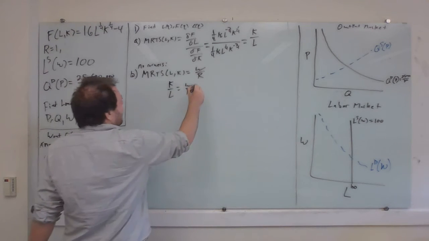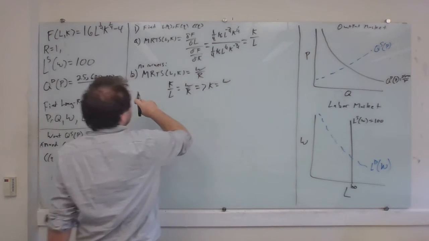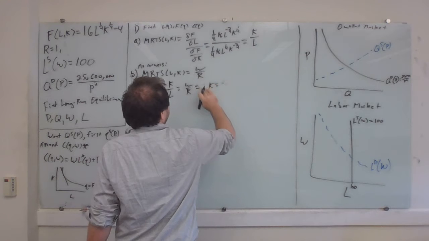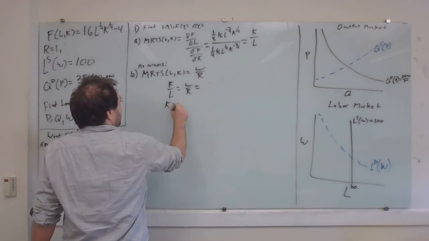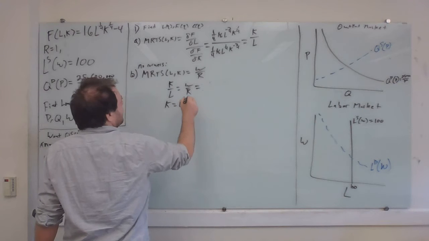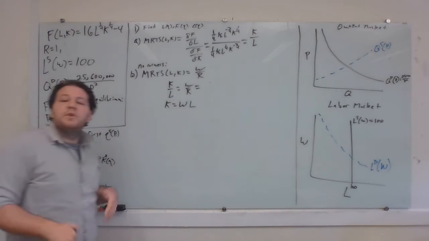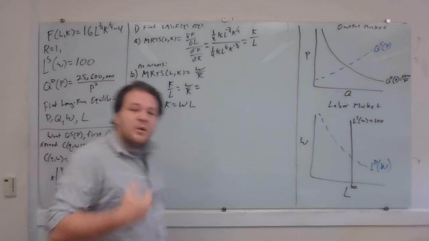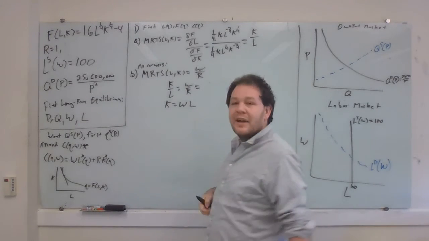This tells me that K equals W, oh, and sorry, R is 1. So this is just going to be W times 1. I'll put it down here. W times L, because R equals 1. Wonderful. And what do we do from here? So now we know that in order for our isoquant and our isocost to have the same slope, we need to have K equal W times L.